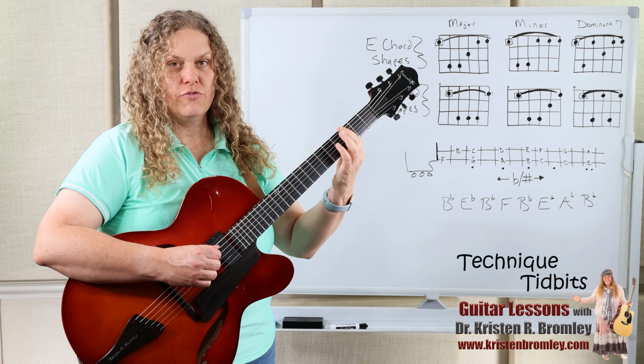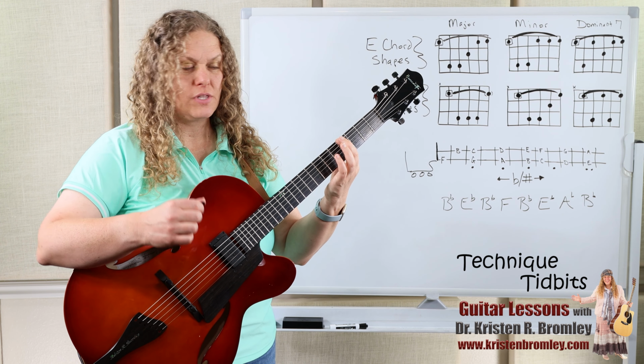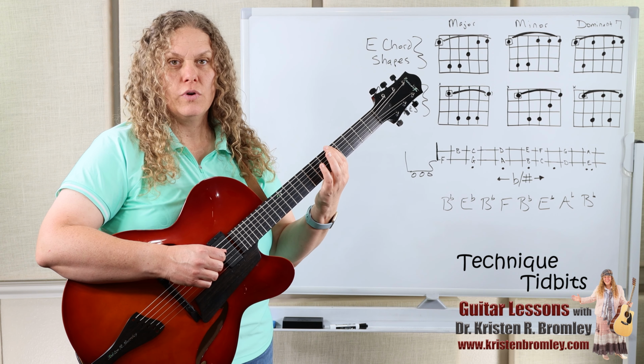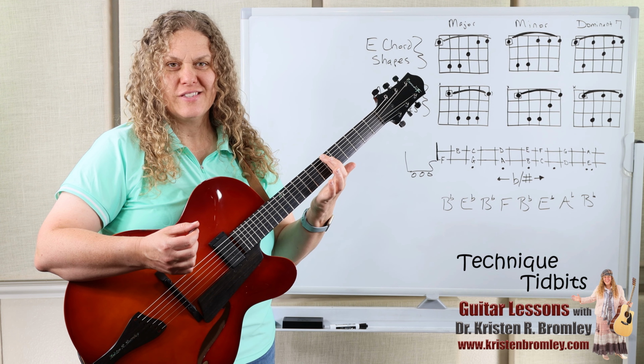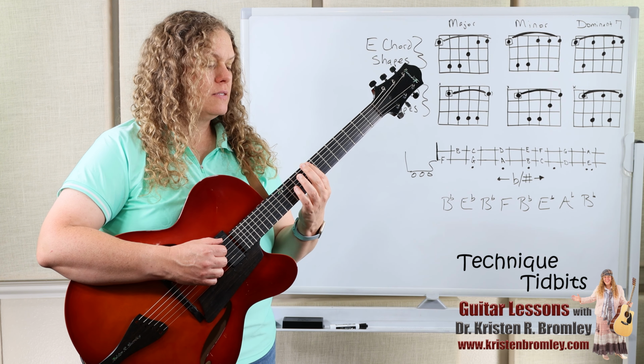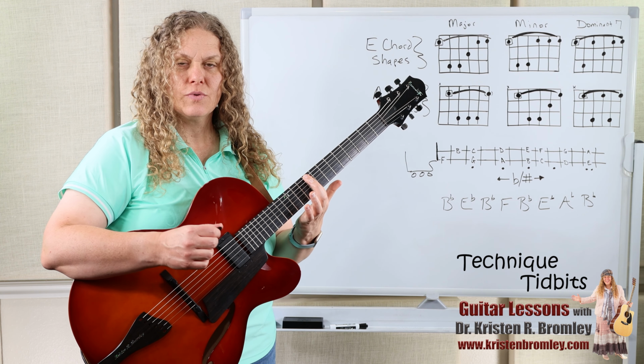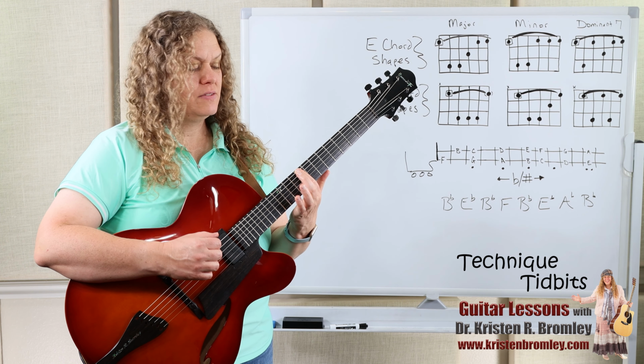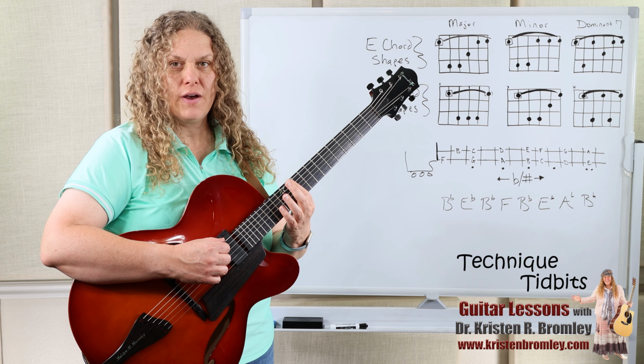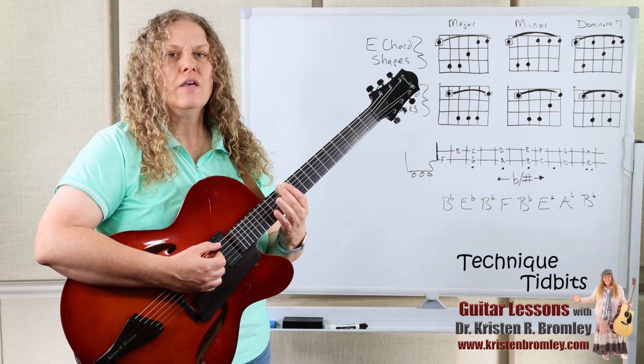G sharp is 1 fret higher than G natural, so it's at the 4th fret. A sharp would be 1 fret higher than A, so it's at the 6th fret instead of the 5th fret. C sharp would be 1 fret higher, so we'd be at that 9th fret instead of the 8th fret. D sharp is 1 fret higher, 11th fret instead of the 10th fret. So we can find them.